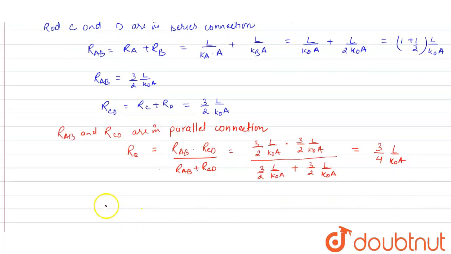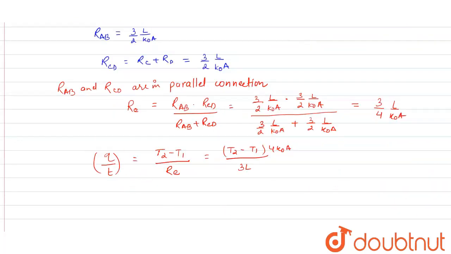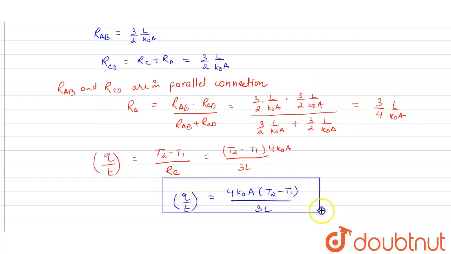Now the heat flow rate Q by t will be the temperature difference, that is T2 minus T1, divided by the equivalent resistance. So T2 minus T1 divided by the equivalent resistance comes as 4 times K naught A into T2 minus T1 upon 3L. So Q by t is 4 times K naught A into T2 minus T1 upon 3L. Okay, so this is our required answer.